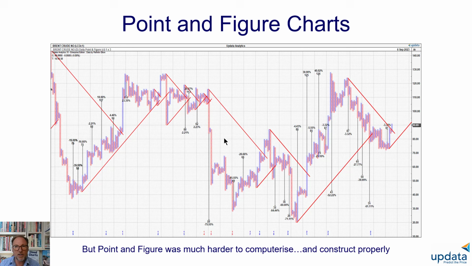This is what a point and figure chart looks like with all the price targets drawn on, but the problem is most people struggle to understand a point and figure chart. Very few systems can actually computerize it properly. It's very hard to computerize and construct properly. Updata is probably the only system that does. And so consequently, people just struggle with point and figure charts.